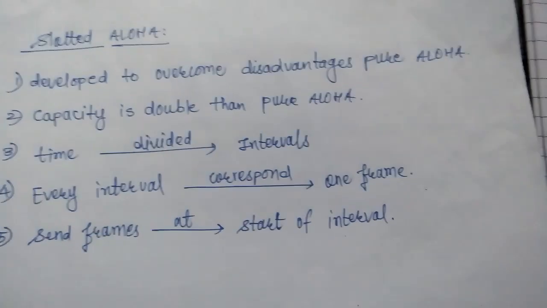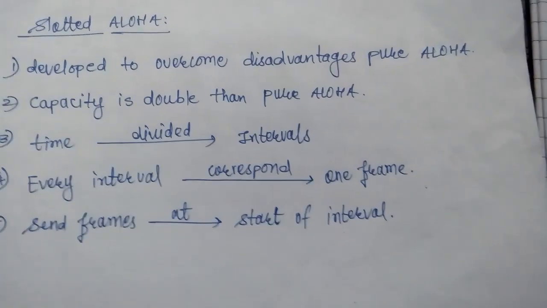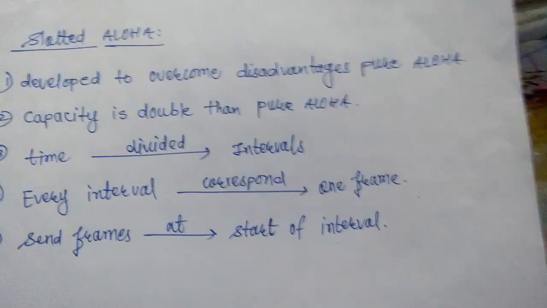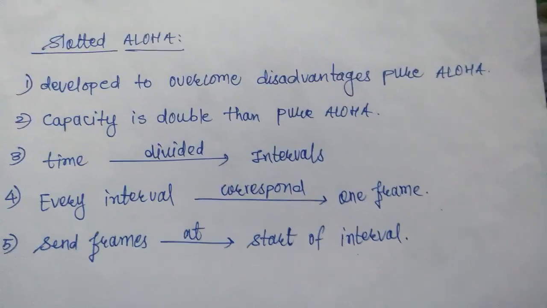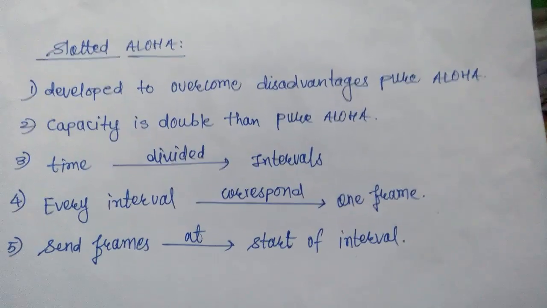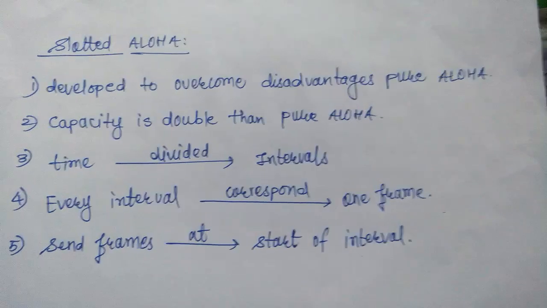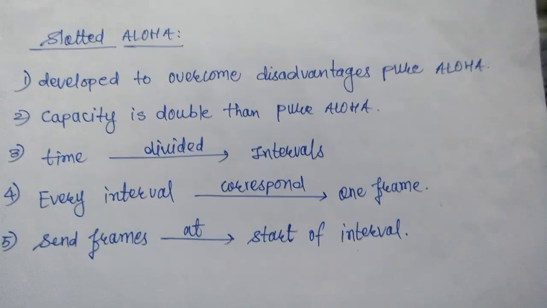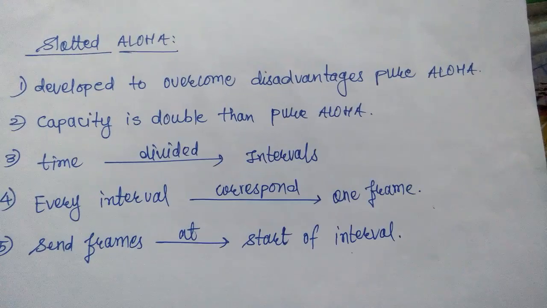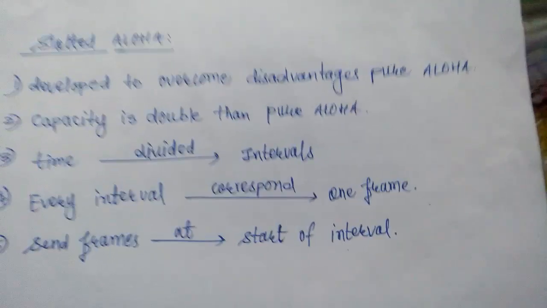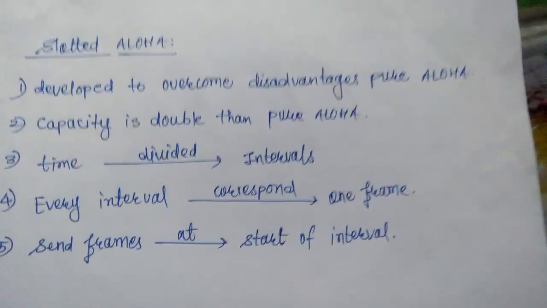The second thing about slotted ALOHA is that the time is divided into different time intervals. Each interval corresponds to one frame. That means we can send frames only at the beginning of a time interval. If we miss the beginning of a particular time interval, then we need to wait for the entire time interval and send the frame at the beginning of the next time interval. So this is the working principle of the slotted ALOHA system.